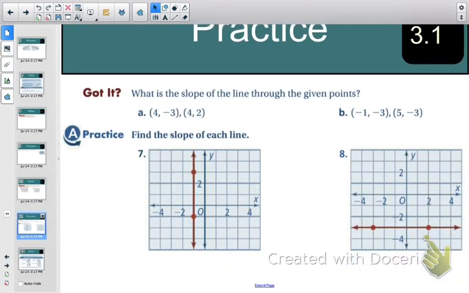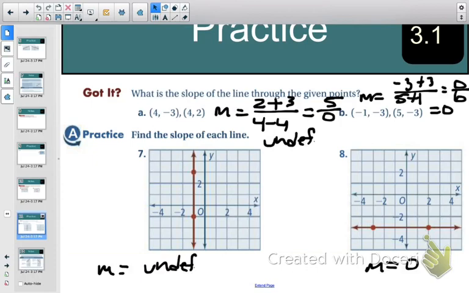Okay, so go ahead. There's 4 problems here. Go ahead and try them. Pause this in 3, 2, 1. Alright, so I've written these out. The first one ends up being 5 over 0, which again is undefined, which tells us that this is a vertical line. You could have also plotted this. If I plot these 2 points, (4, 2) should be here, (4, negative 3) is down here. They make a vertical line. So that's an undefined slope.